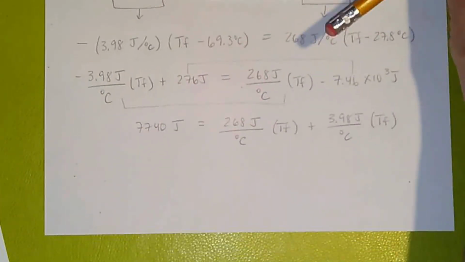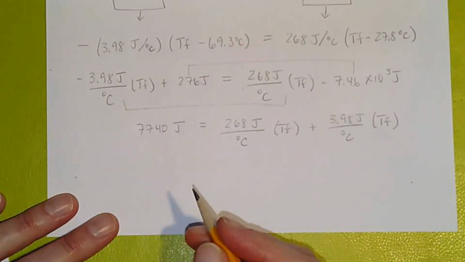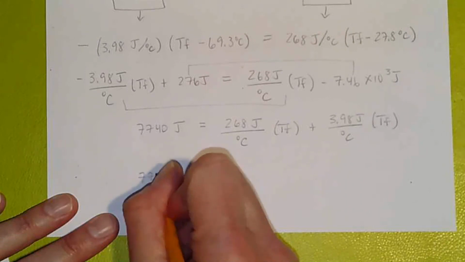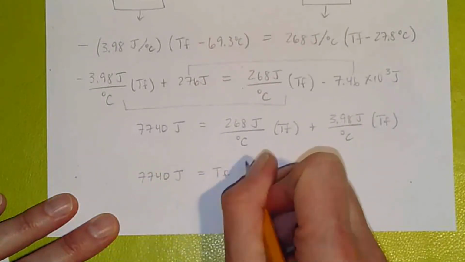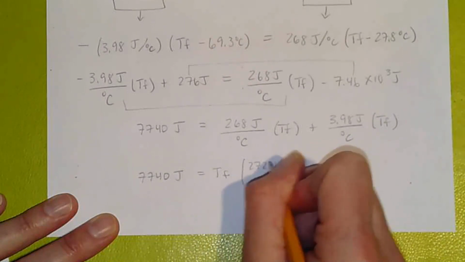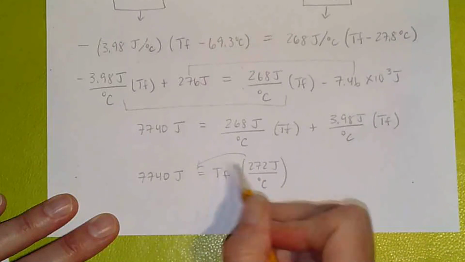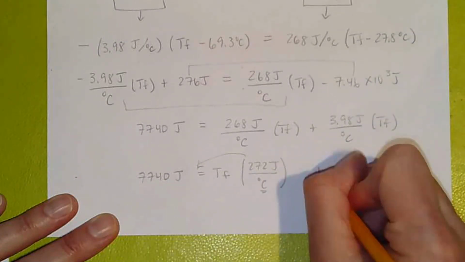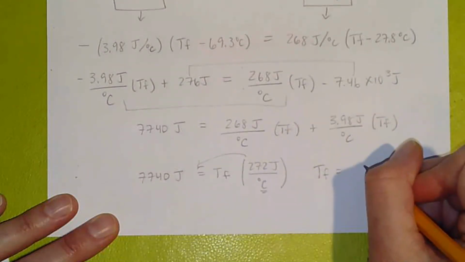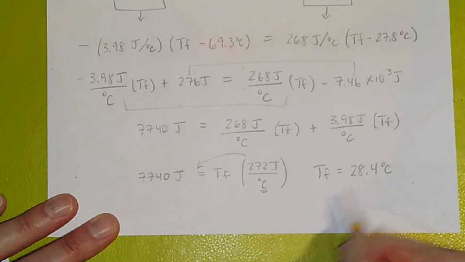Almost done. Now we're trying to solve for TF. So we have 7740 joules equals TF times 272 joules per degree. I'm going to move this over here and divide, and I'm going to end up with degrees. So T final equals 28.4 degrees Celsius.